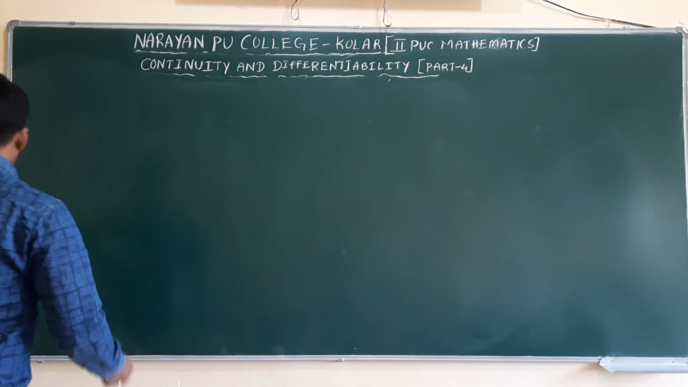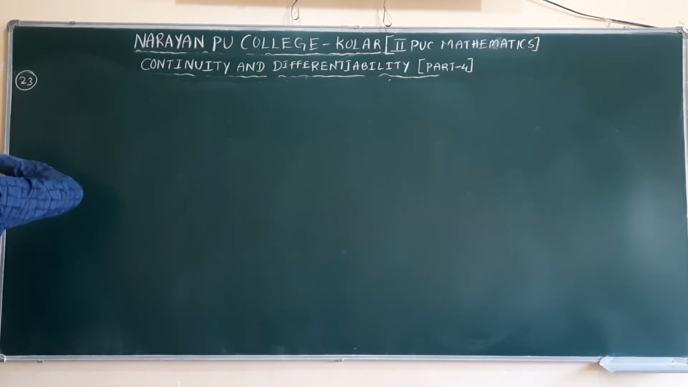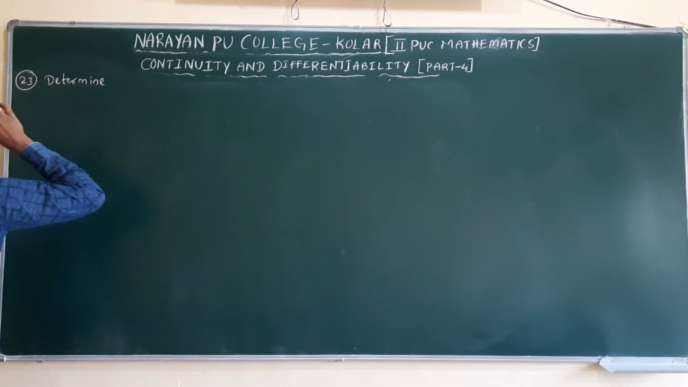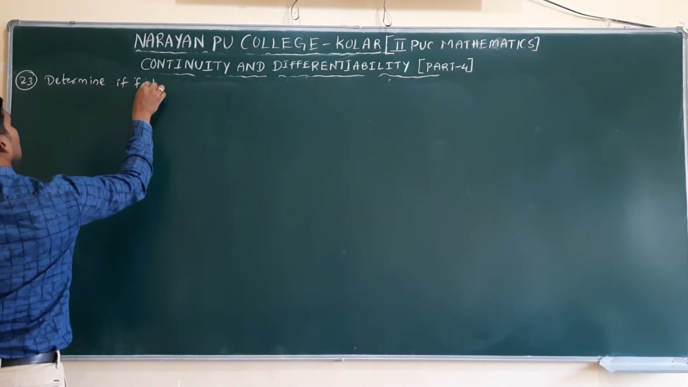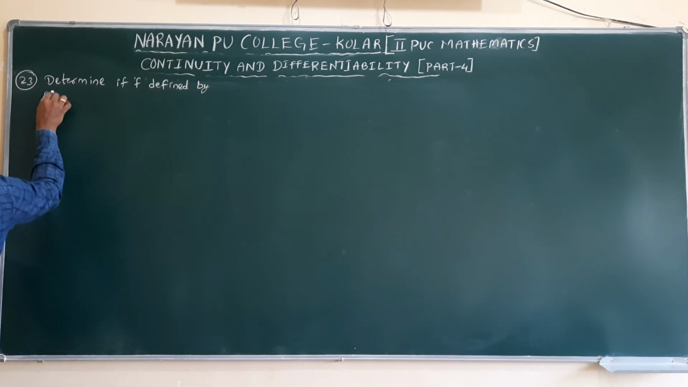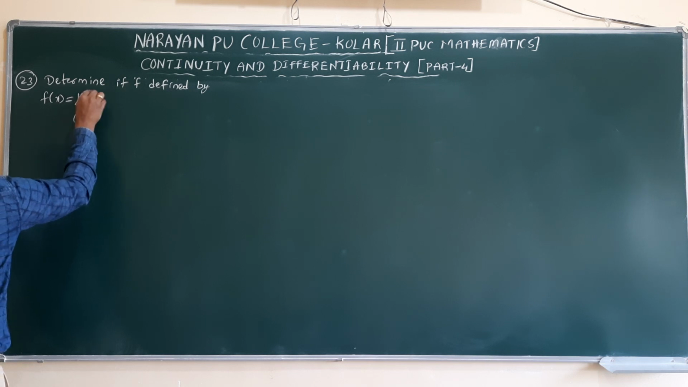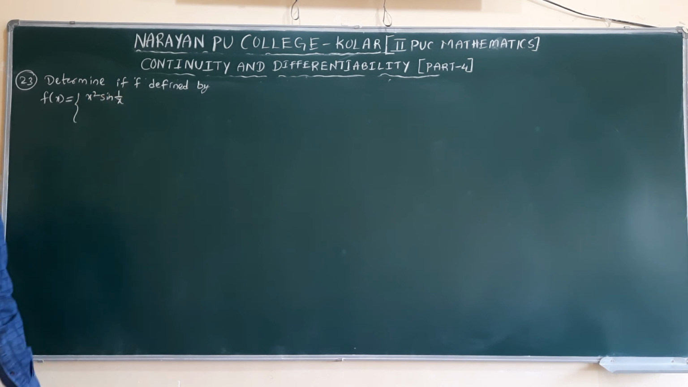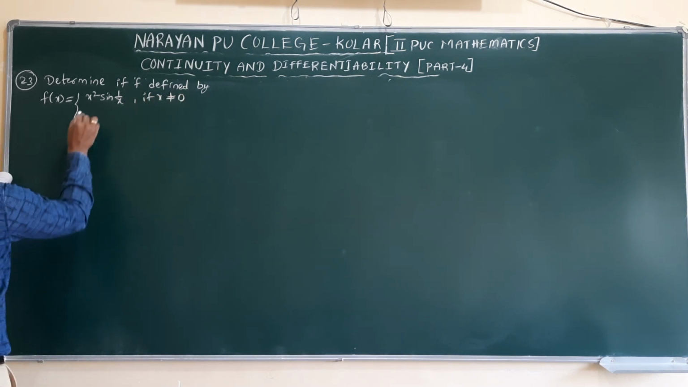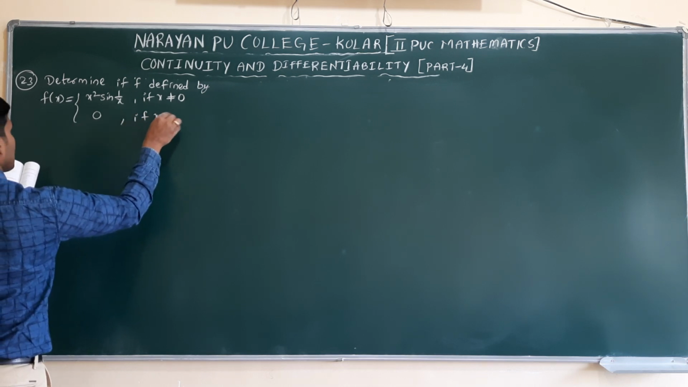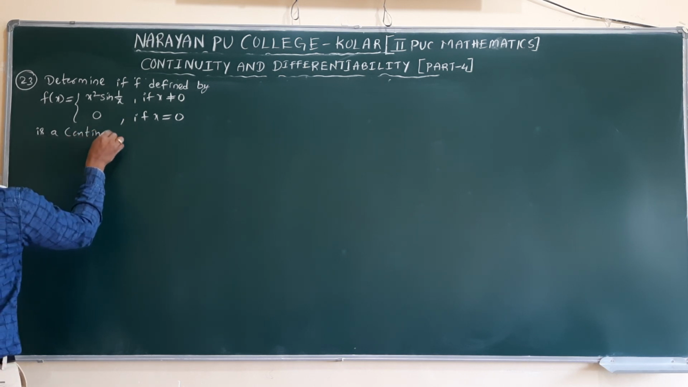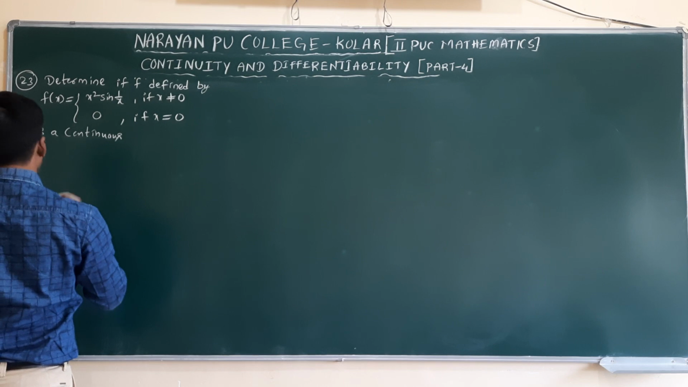Next, question number 23. Determine if f defined by f of x equal to x square sin of 1 by x, x not equal to 0, and 0 if x equal to 0, is a continuous function.